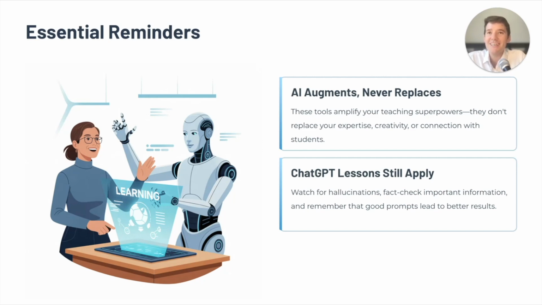And 2, the lessons we learn about ChatGPT still apply. Whether you're building slides with Gamma or Vibecoding in Replit, you should always remember, AI can still hallucinate or give wrong answers, so it's important to always check your work. It's still really important to always provide context when using these tools to get the best results.